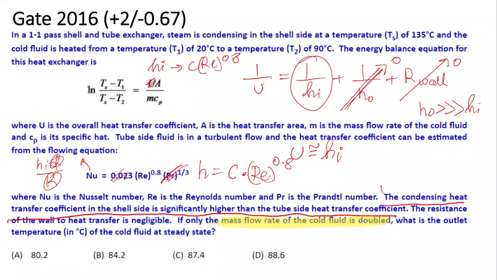Alright, and that too, Reynolds number is directly proportional to the velocity, and velocity is directly proportional to the mass flow rate. Of course, the conversion factor is divided by density and divided by area. So I can write here M instead of Re. I can write it as mass flow rate to the power 0.8 also.